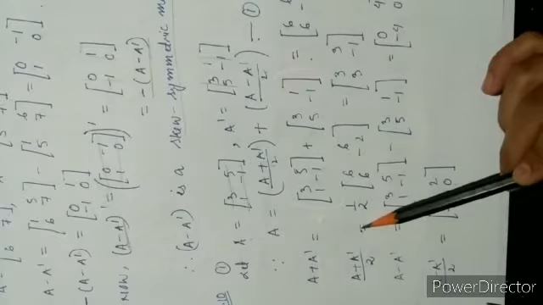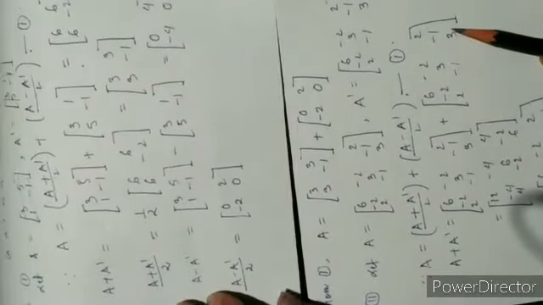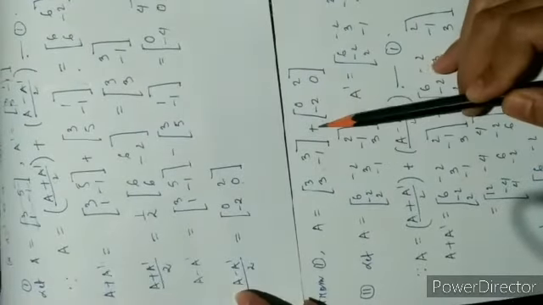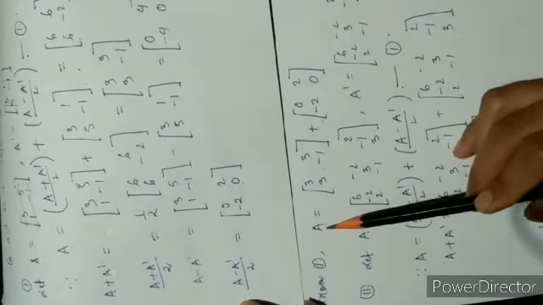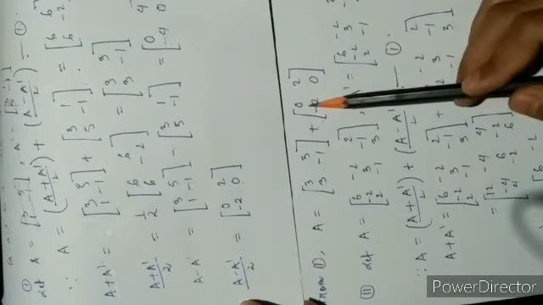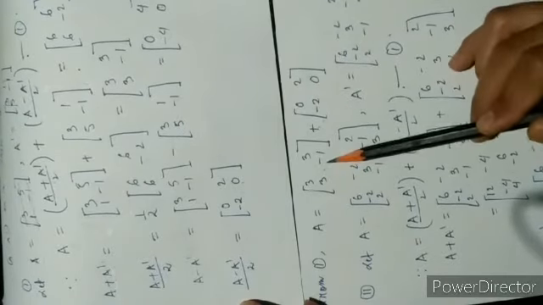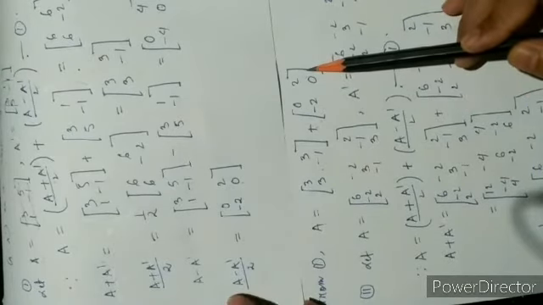Then substitute this matrix and this matrix in equation number 1. From equation number 1, A plus A dash by 2 is replaced by this matrix and A minus A dash by 2 is replaced by this matrix, so matrix A is expressed as the sum of a symmetric and a skew symmetric matrix. The first matrix represents the symmetric matrix, the second matrix represents the skew symmetric matrix.